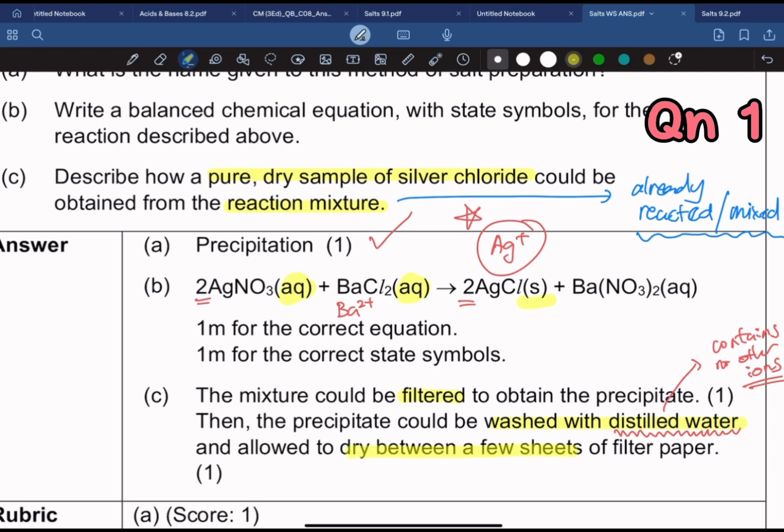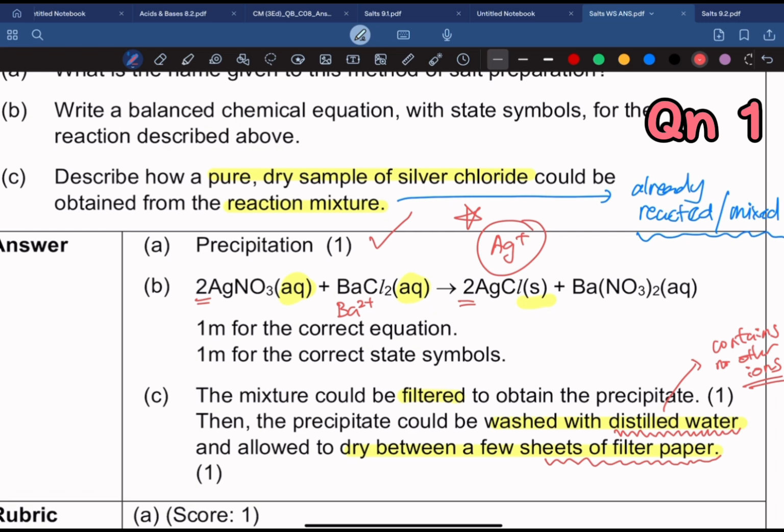Next, dry between filter paper. Many of you missed out this part. You just said dry with a towel, dry with your shirt, dry with what? So it's very common, the last 3 steps: filter, wash with distilled water, dry with filter paper. In this case, it's already mixed, so take note, that's what the question requires you to say.